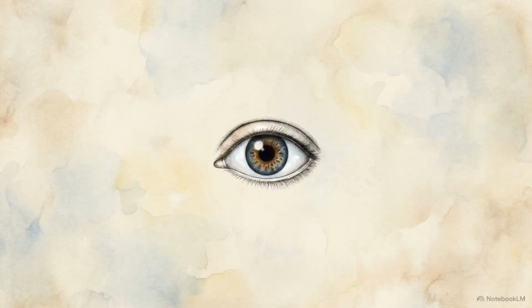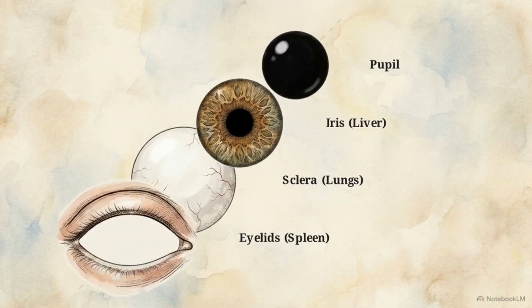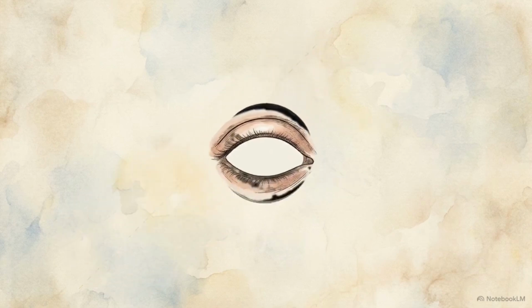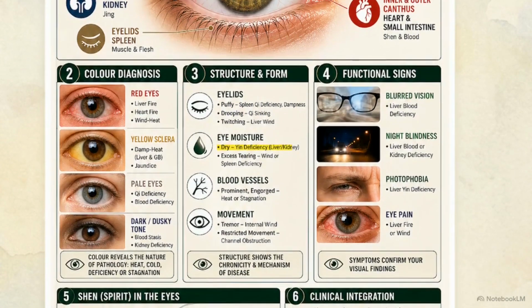Step 3 moves past surface color and examines the physical tissue and form of the eye to understand the mechanism of a disease. Eyelid structure points to internal conditions. Puffy eyelids reveal spleen Qi deficiency, while drooping indicates sinking Qi. For eye moisture, dry eyes signify liver or kidney yin deficiency, whereas excess tearing points to wind or spleen issues.